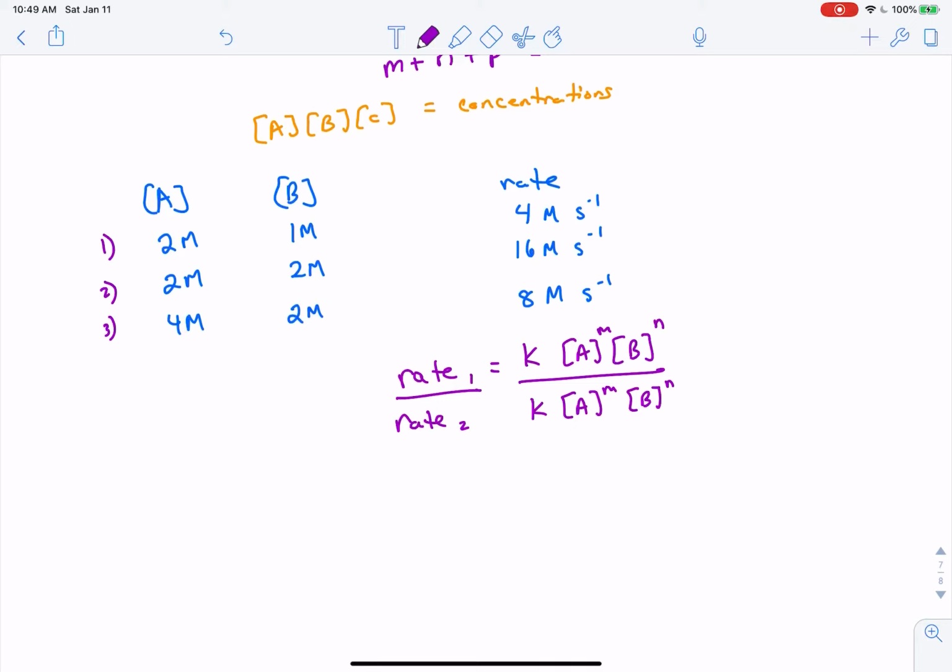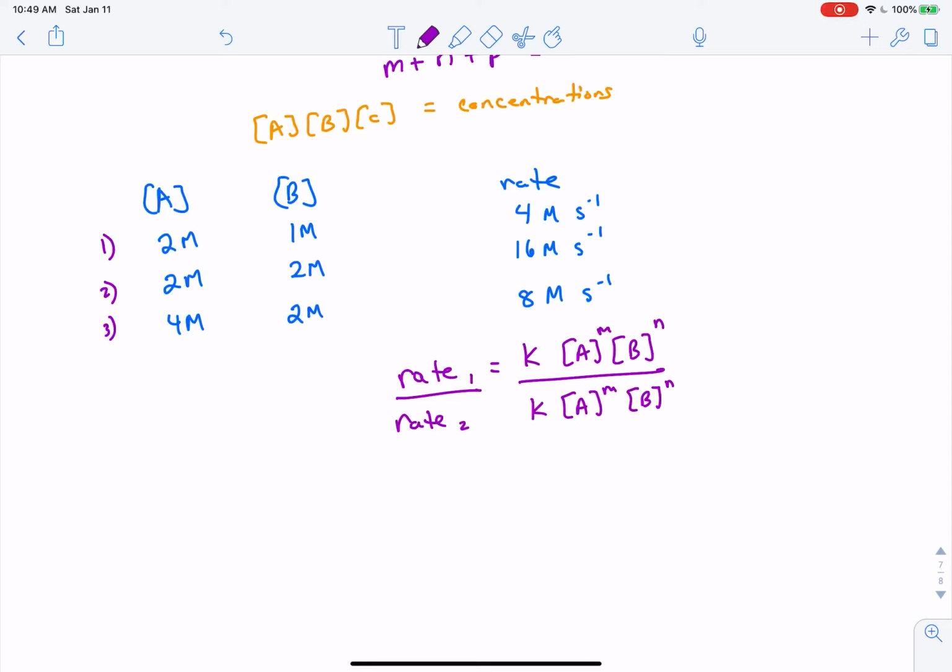Yes, Chloe? Is this always the case, or is this just... No, this is always the case. Sorry, this is always the case. So this is kind of the foolproof way. Now, mathematics tells you that the only way you're going to be able to solve something is if you only have how many variables? 1.